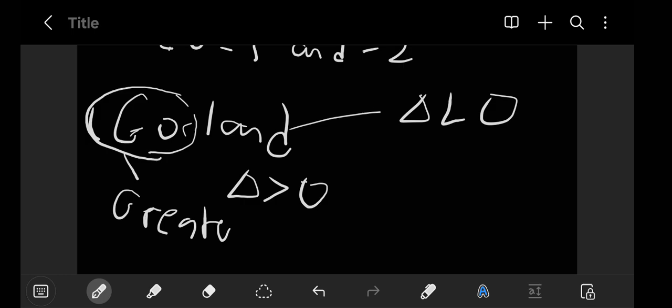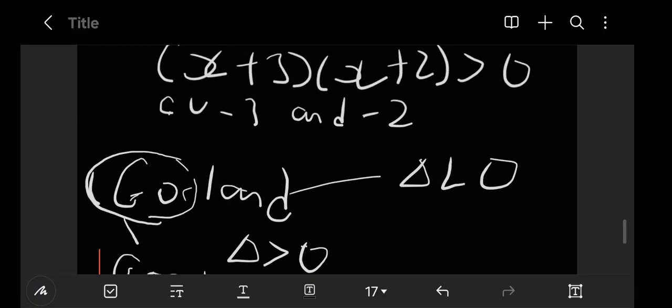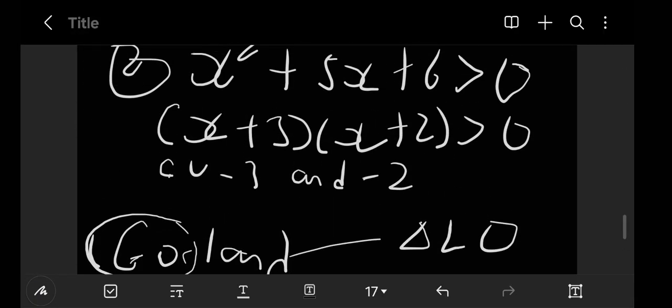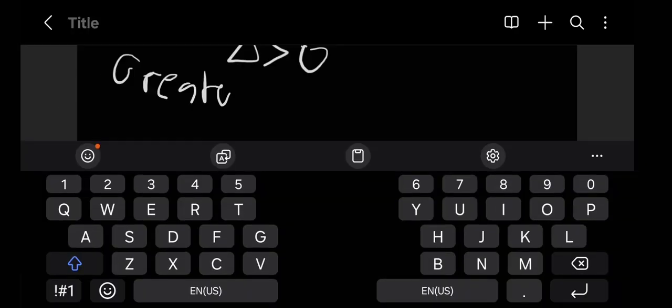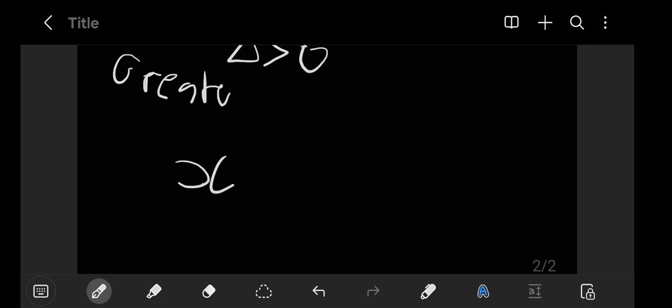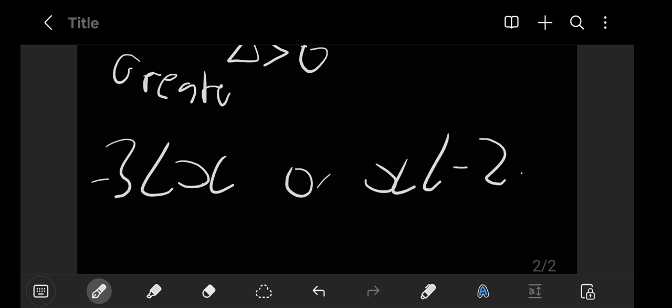So in this case, we have an OR situation here because it's greater than. So the critical values that are going to exist here, we're going to say that this will only exist when x is greater than negative 3, or when x is less than negative 2.